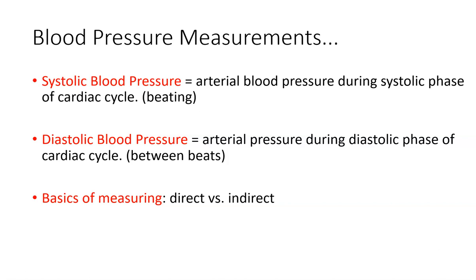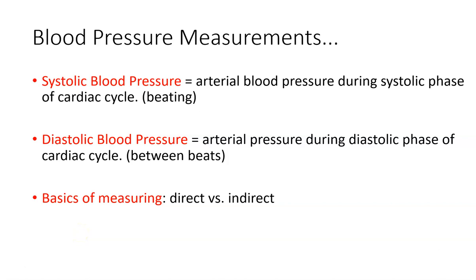The diastolic pressure is the arterial pressure during diastole, so in between beats. So even though the heart's not beating in between beats, there's still a pressure that's exerted against those vessels. And again, that should make some sense that the diastolic blood pressure is going to be lower than systolic pressure.